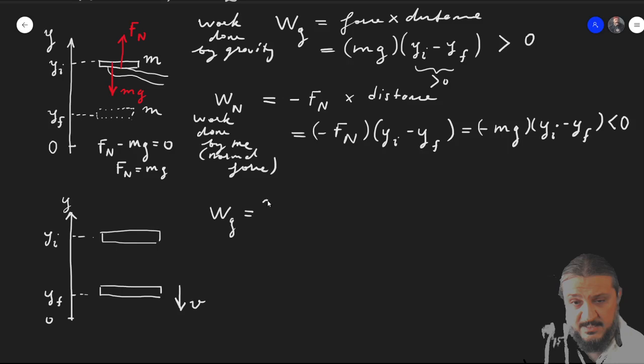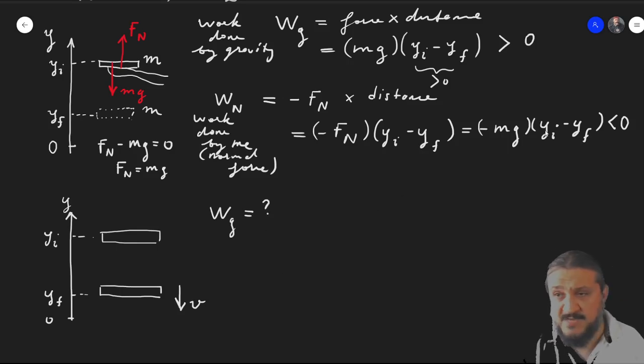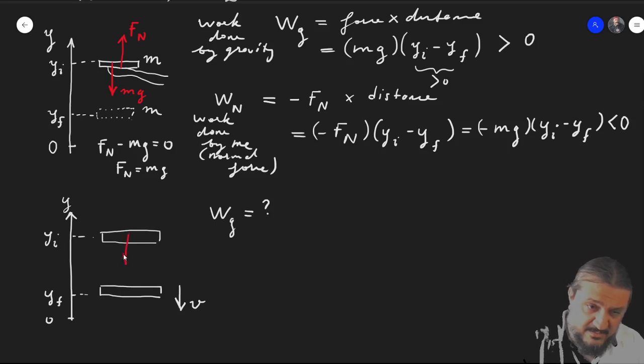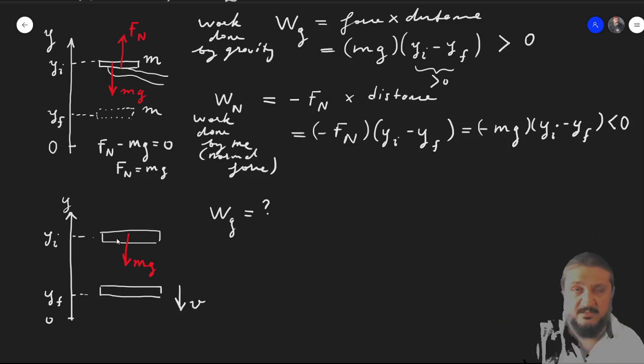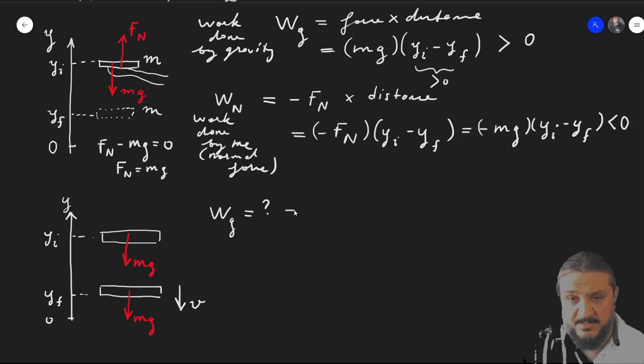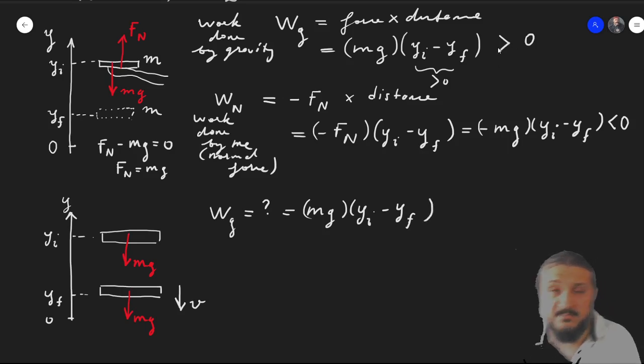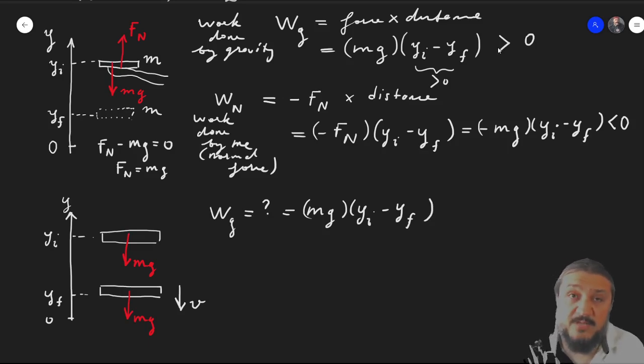Work done by gravity. So what changed? Gravity did not go away. Gravity is still there. And its value pretty much remains constant because this is like a small distance. Gravity doesn't change. It's still mg here. The displacement is yi minus yf. That's it. So the work done is the same. It is equal to mg times yi minus yf. Still the same positive number we found earlier. Work done by gravity doesn't change.